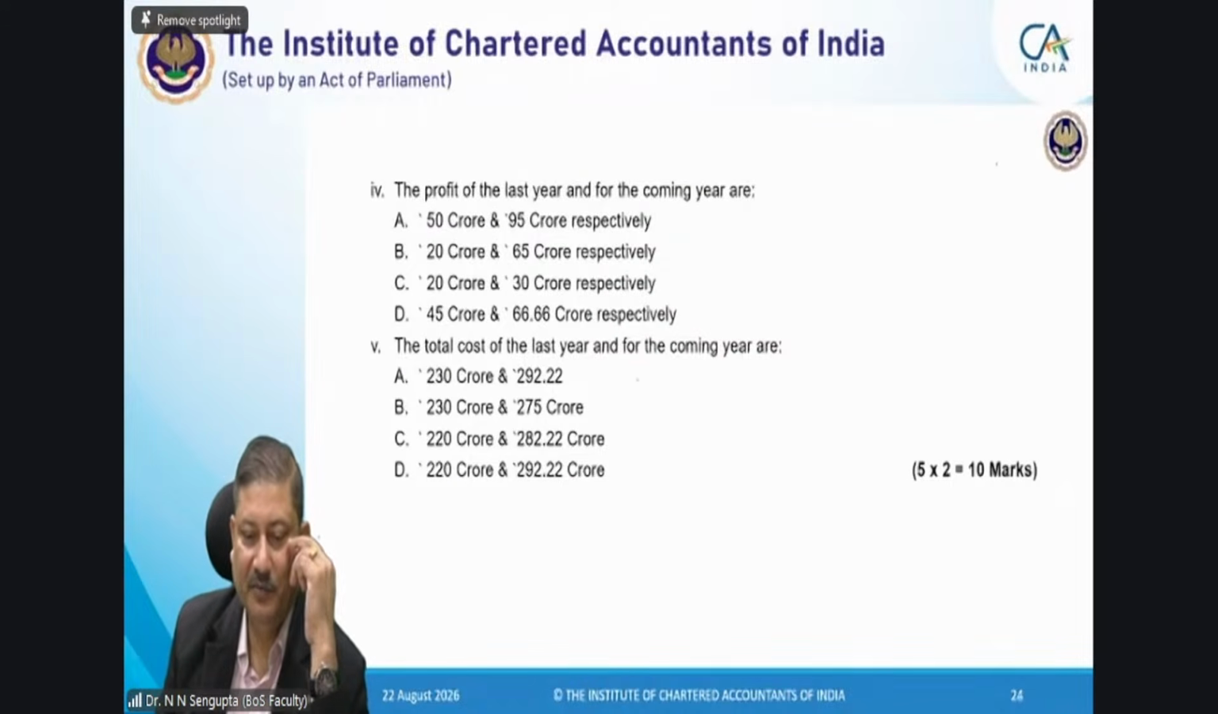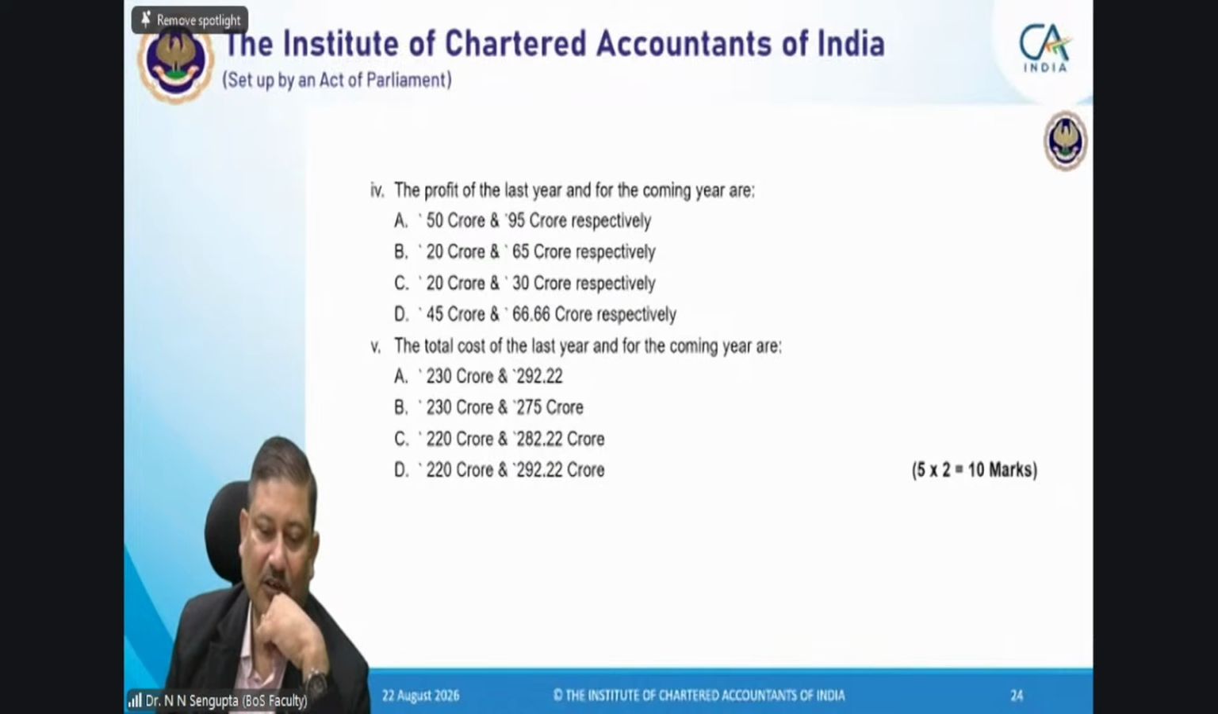The profit of the last year and the coming year. So both the years, last year when the capacity was down and this year when the capacity is 95%, the total cost of the last year as well as the coming year. So this is the question. 2 marks is given. I think it's a straightforward question as such.